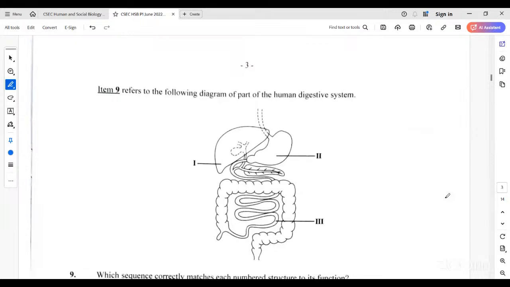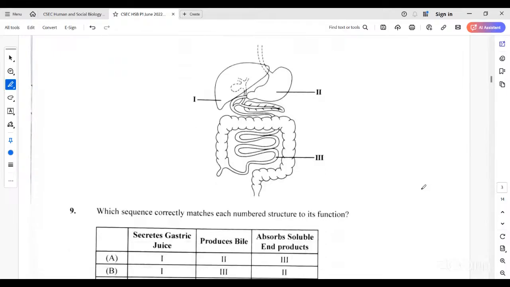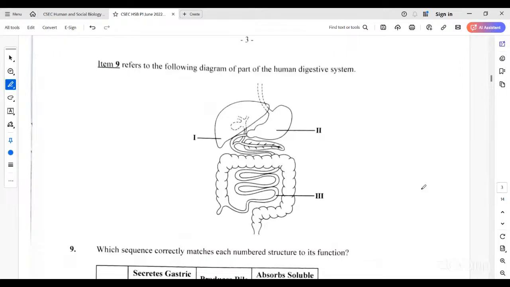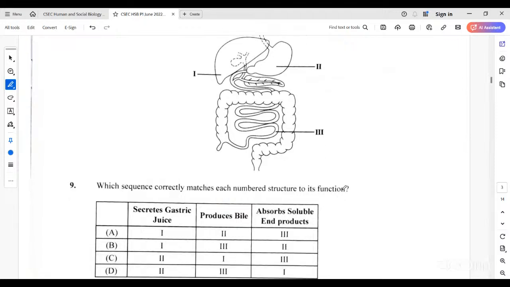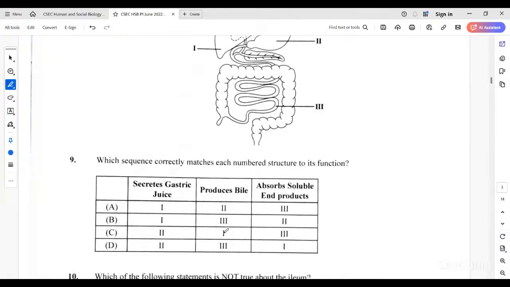Question 9. The part of the human digestive system. And you see how many of these questions would have come in matching yesterday's 2024 June paper. You see how many of them match up. So we have 1, the liver, 2, the stomach, and 3, the small intestine. So we are just looking for which sequence correctly matches each numbered structure to its function. That's the question for number 9. And we know that 1, the liver produces bile, so straight away we see the answer jumping out at us as being C.